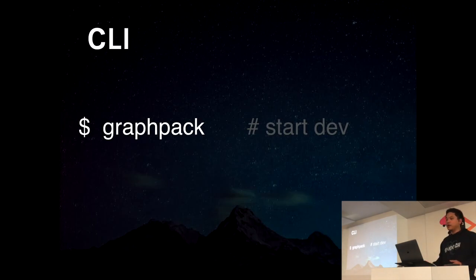Graphpack comes with two CLI commands. One is just running Graphpack, and by that you get the development server started, and you have everything you want over there. You have live reloading, you have GraphQL import without doing anything. You also have support for the new ES features, like the new imports, for example, without having to configure anything.